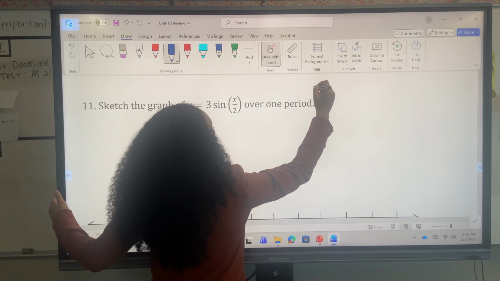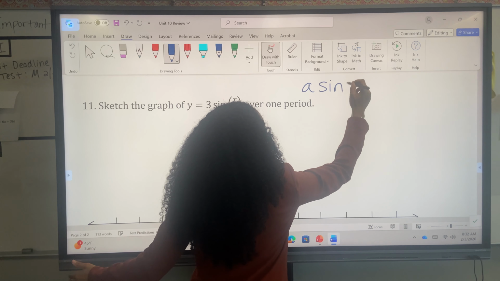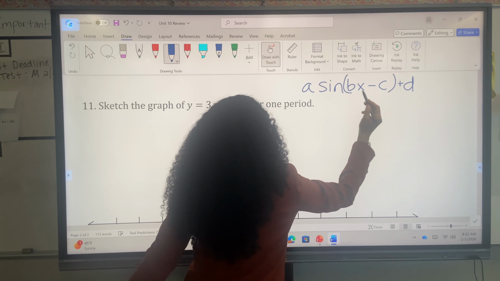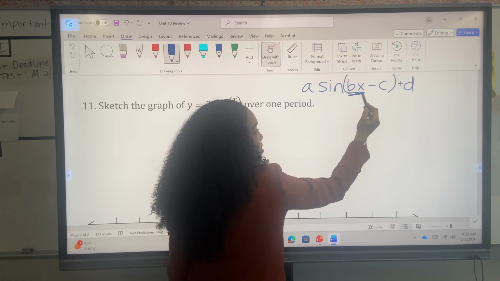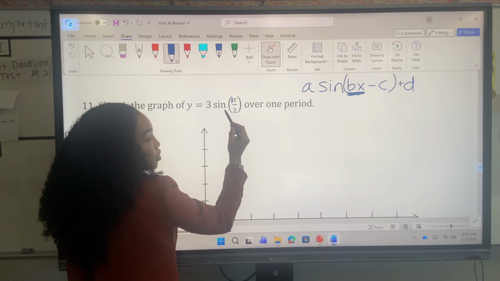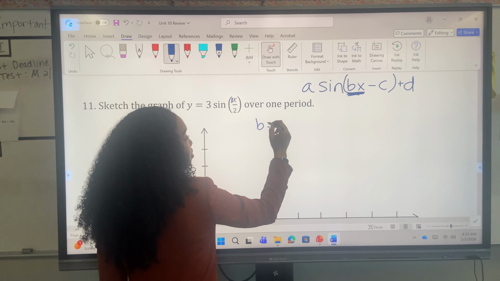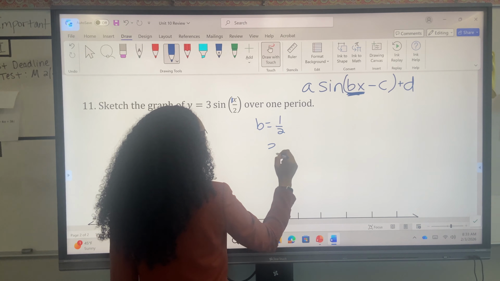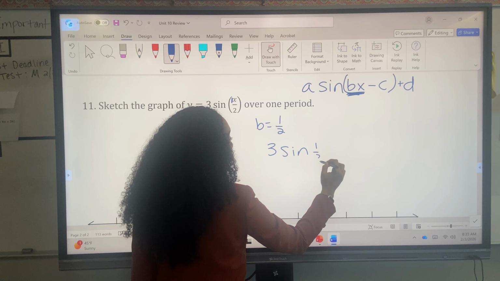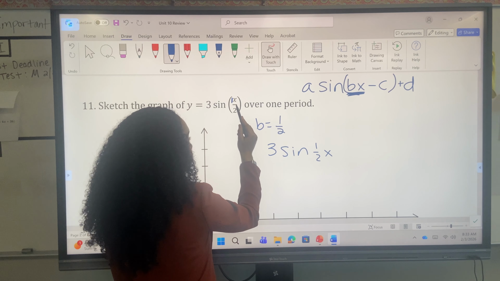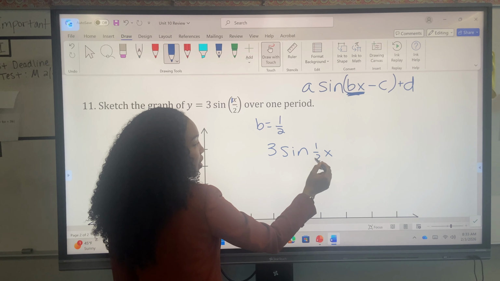Yes. So let me write it right here. So notice B is whatever is attached to the X. So that means this is 1 over 2. So your B value is 1/2. You could see this as 3 sine 1/2 X. These are the same thing. So your B value is 1/2.